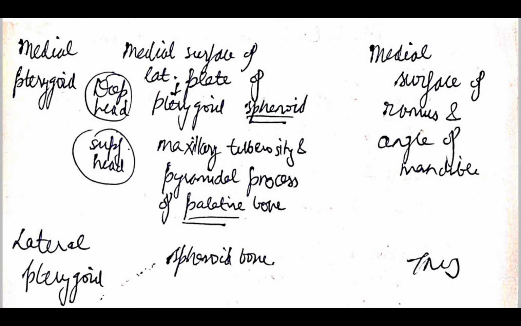On the lateral surface we had the masseter. On the medial surface we have the medial pterygoid inserted. Then lateral pterygoid. Lateral pterygoid is also originating from the sphenoid bone, but it is inserted on the temporomandibular joint. So now let's see from the image the origin and the insertions.